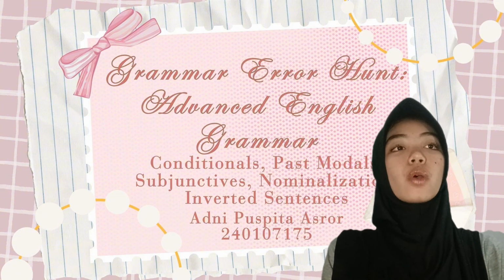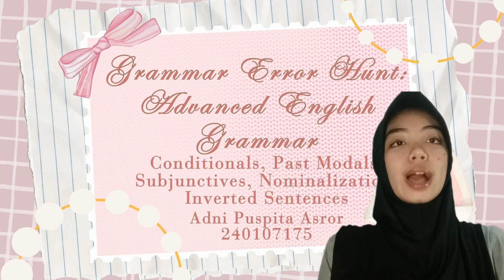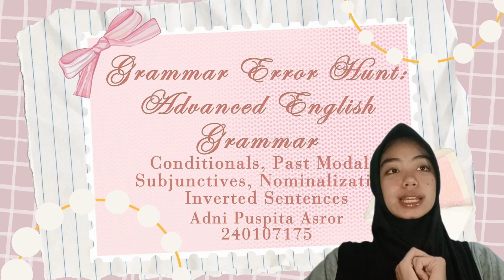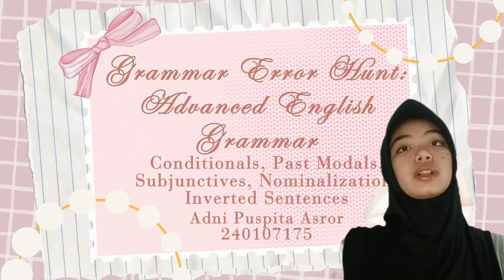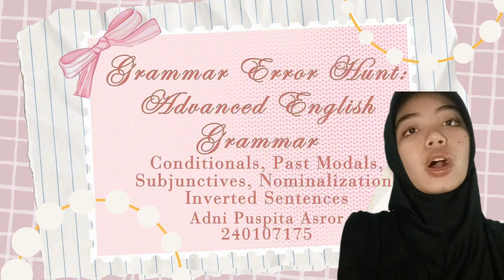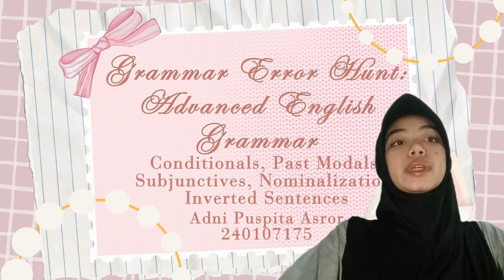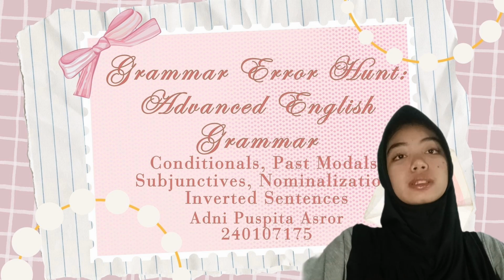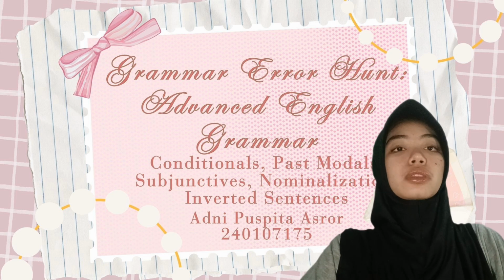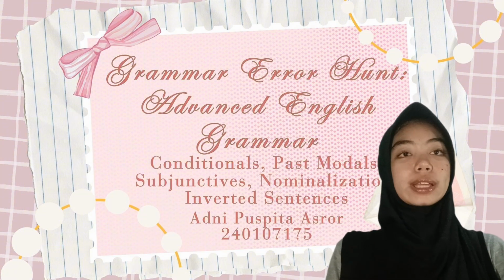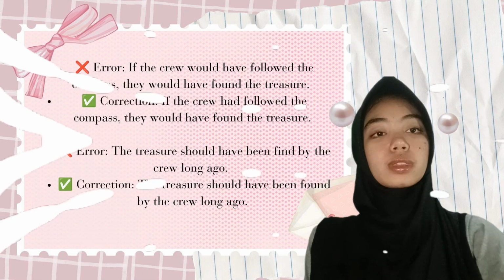In this video, we are going on a grammar error hunt. I will dissect and correct 10 English sentences that contain grammatical errors. All of these sentences relate to advanced English grammar materials, which include conditionals, past modal, subjunctives, nominalization, and inverted sentences. Let's jump right into the analysis.